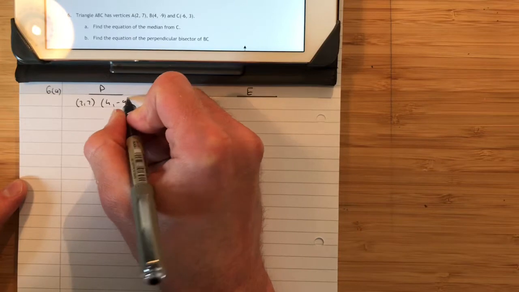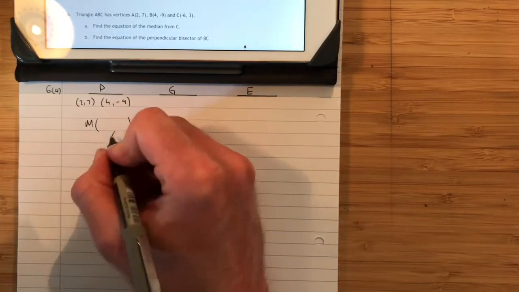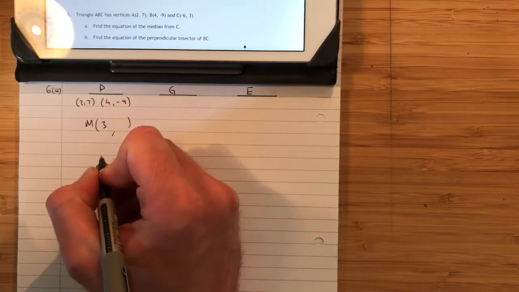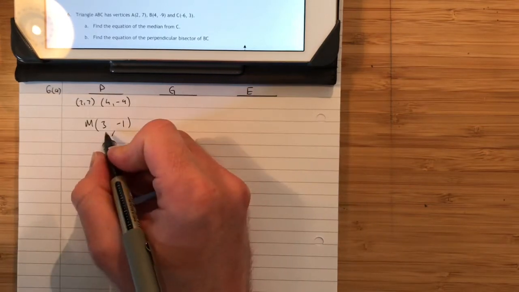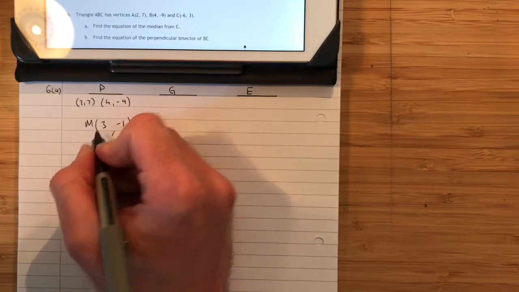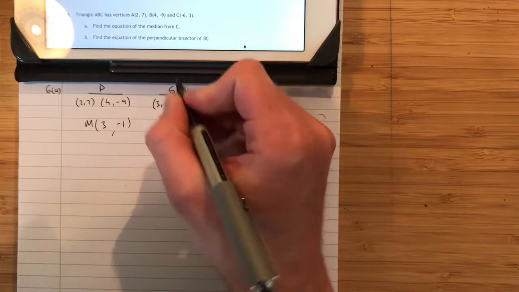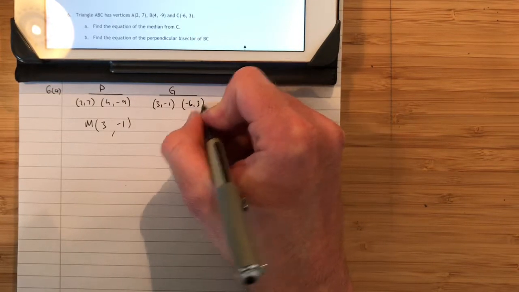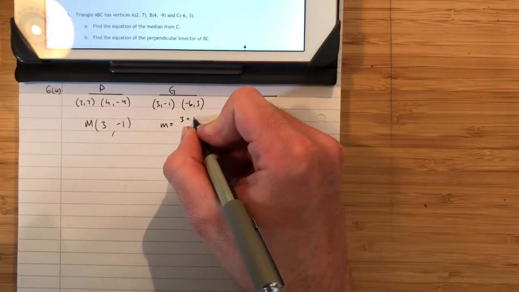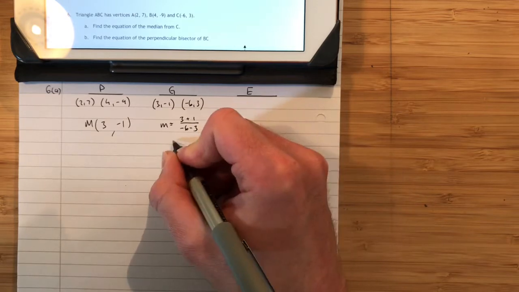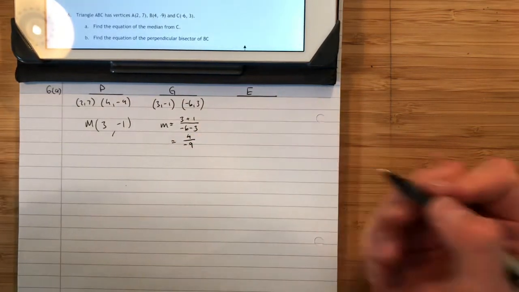I want the midpoint between these two. So the midpoint between these two. 2 add 4 is 6, half it's 3. 7 add negative 9 is negative 2, half it's negative 1. And then I want to do the gradient between that midpoint and point C. So this comes up, 3, negative 1. And point C is negative 6, 3. So my gradient will be 3 minus minus 1, over minus 6 minus 3. That gives me 4 over negative 9, or negative 4/9.